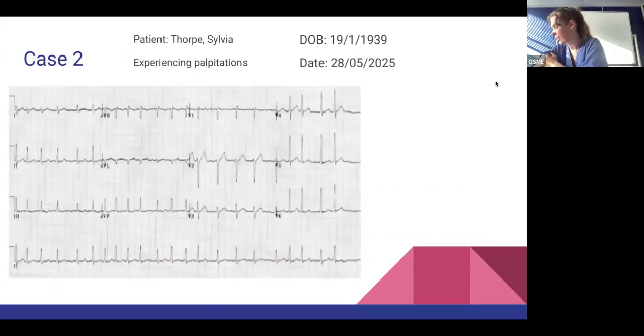So case 2, have a look at this and decide what you think is going on, decide how you would describe it. Also, if anyone does want to turn their mic on and have a go, then please do feel free.